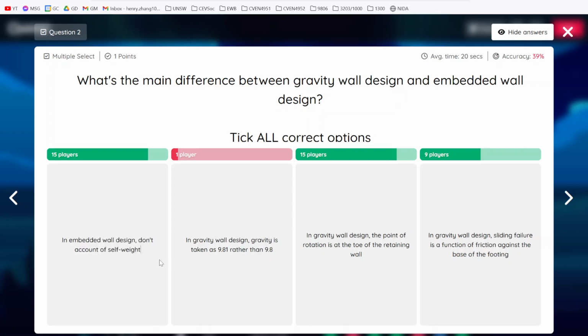So in embedded wall design, we don't account for self-weight. I only briefly touched upon that, but that was at the very start. It's, I would say, the main difference between the two types of design. In gravity wall design, we use the toe as the point of rotation, right? That corner at the very bottom of the toe. In gravity wall design as well, sliding failure will be a function of the friction. So we'll see how this plays out, and it can all be derived from statics and 1300 and all that stuff.